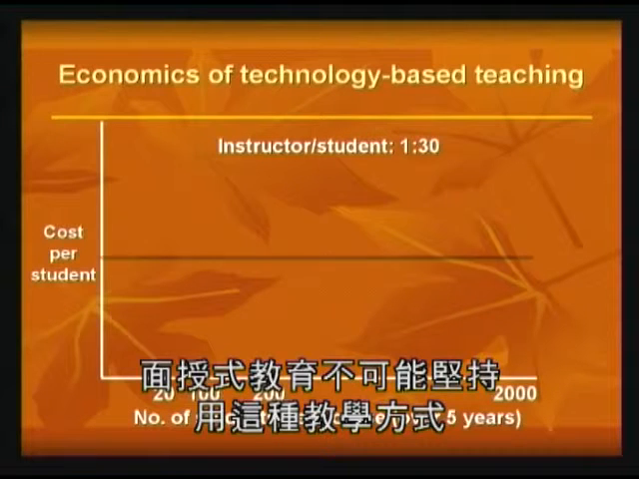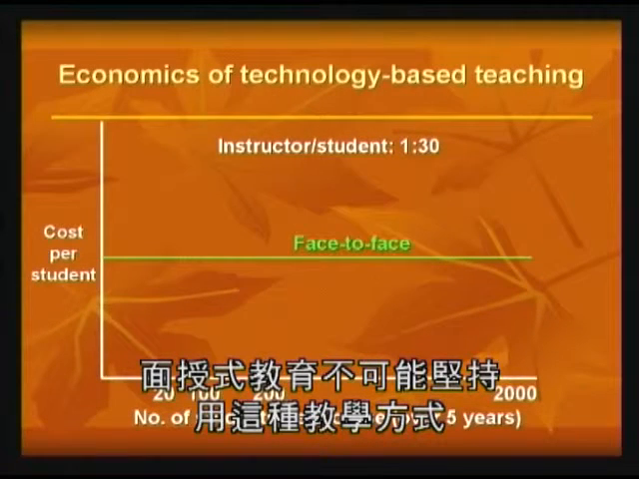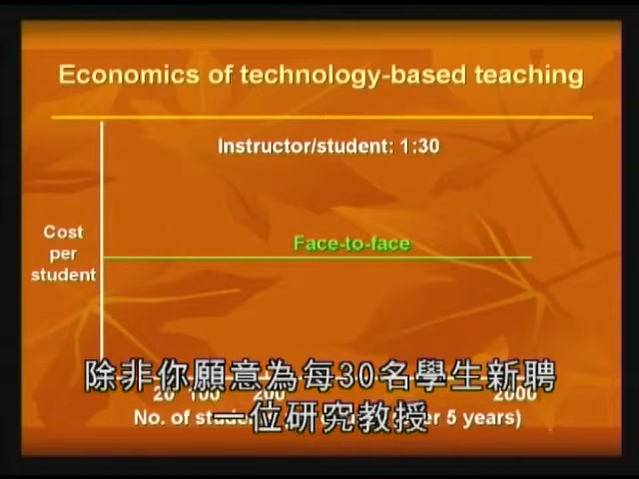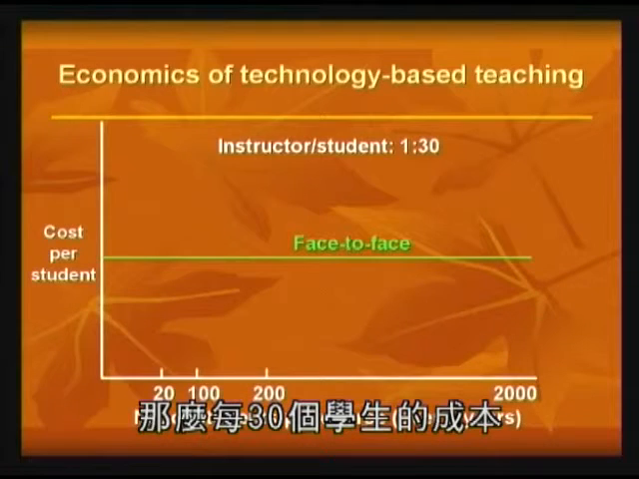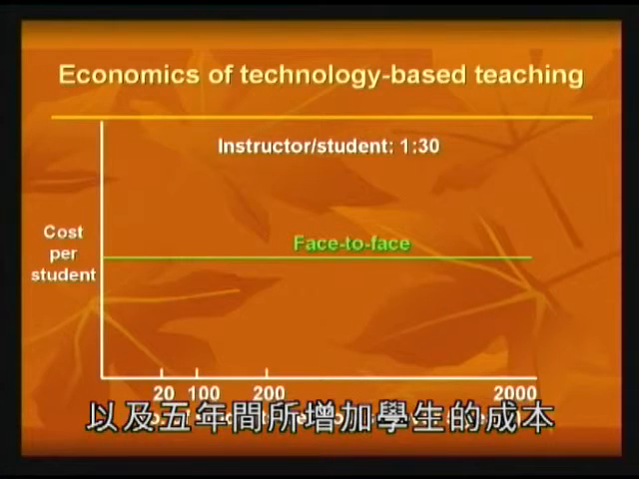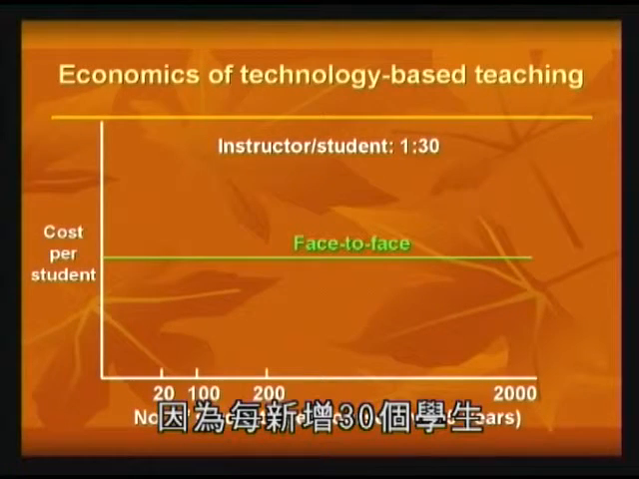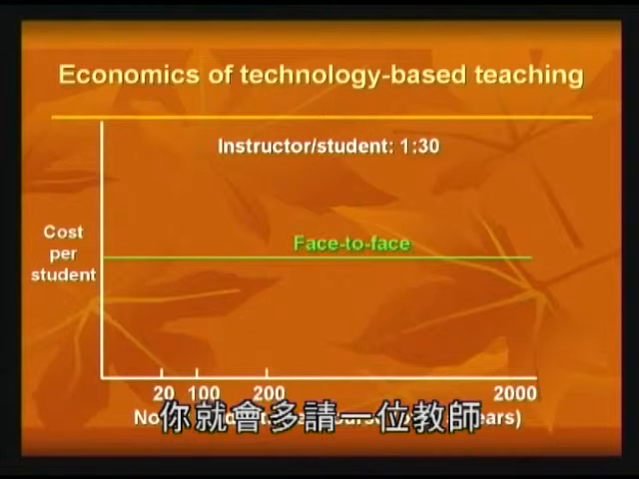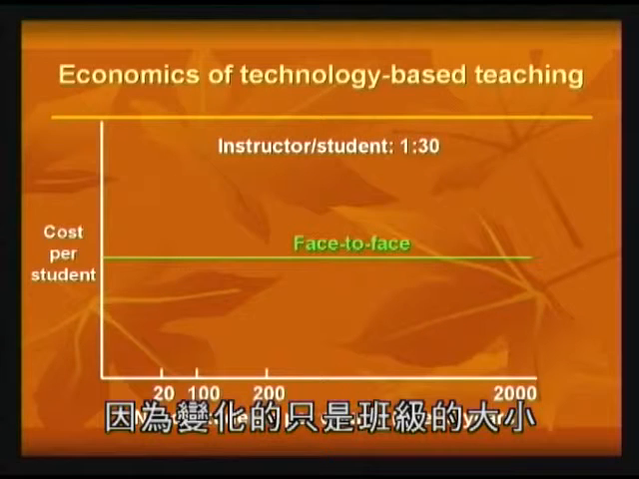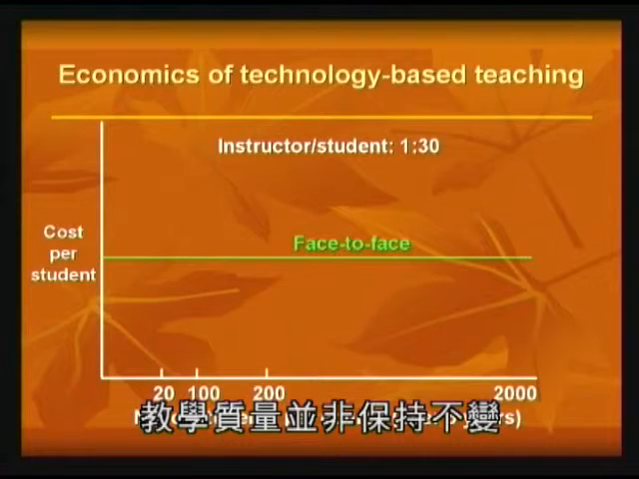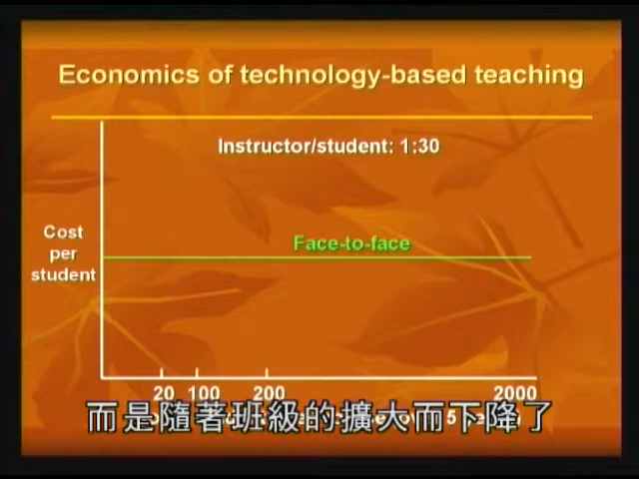Well, for face-to-face teaching, if you were to hire a new research professor for every 30 students in a class, and this doesn't happen, then your cost per student would stay the same over 5 years, because every time you have another 30 students, you hire another instructor. It doesn't happen that way though, because as I said, we've been increasing class sizes. And so what we've had is not a constant quality, but a drop in quality as class size has gone up.